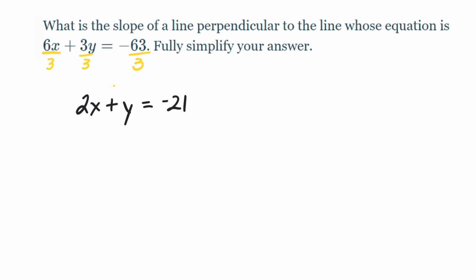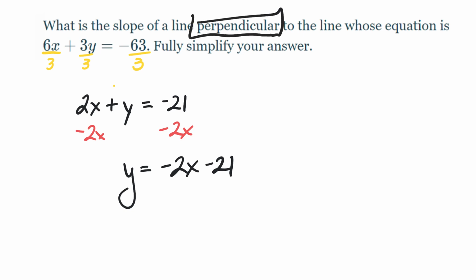When I subtract the 2x over, y equals negative 2x minus 21. And we are looking for a line perpendicular. Well, I have a slope of negative 2, so perpendicular to that will be the opposite reciprocal. So positive, remember this is 2/1, so the reciprocal is 1/2.